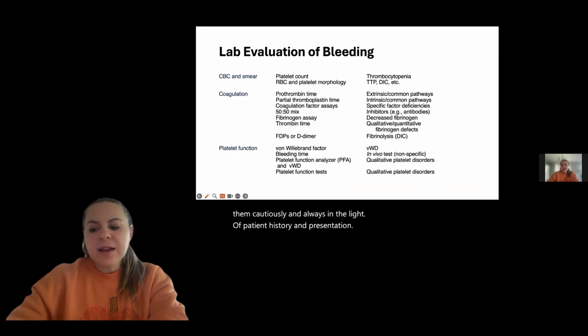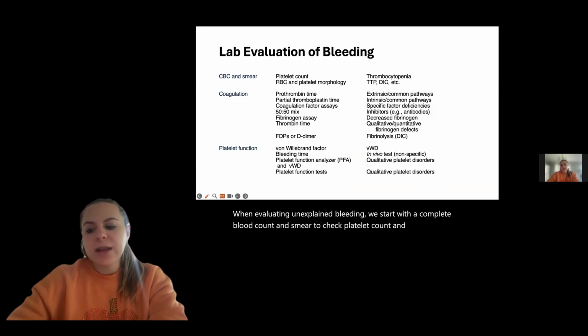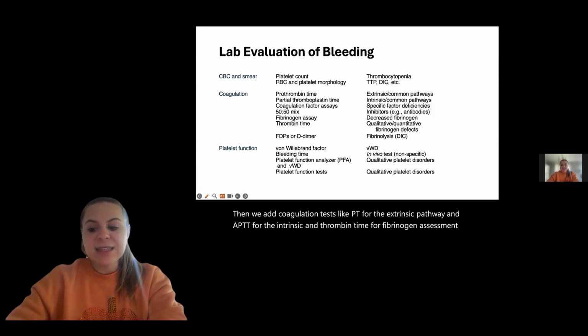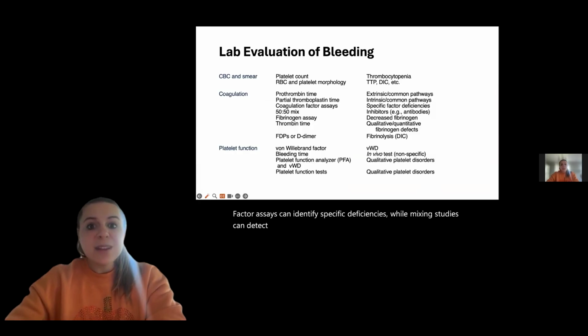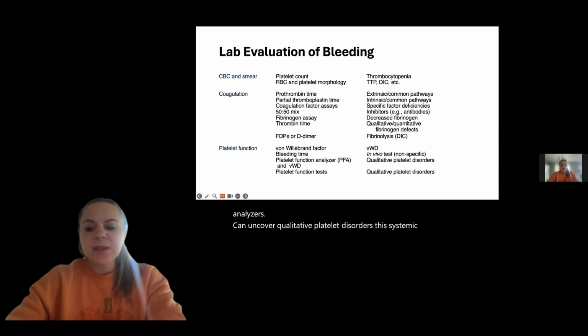When evaluating unexplained bleeding, we start with a complete blood count and smear to check platelet count and morphology. Then we add coagulation tests like PT for the extrinsic pathway, APTT for the intrinsic, and thrombin time for fibrinogen assessment. Factor assays can identify specific deficiencies, while mixing studies can detect inhibitors. Platelet function testing, von Willebrand factor assays, and bleeding time or platelet function analyzers can uncover qualitative platelet disorders. This systematic approach helps us move from broad screening to precise diagnoses.